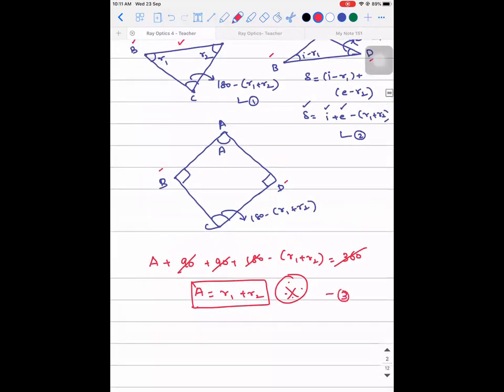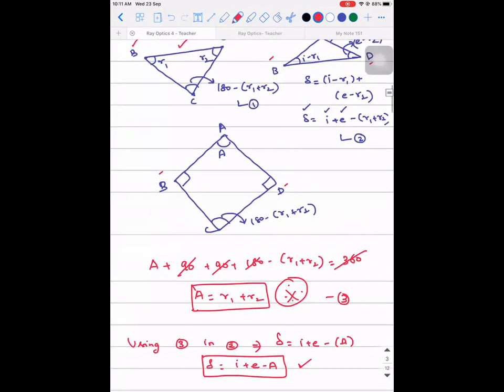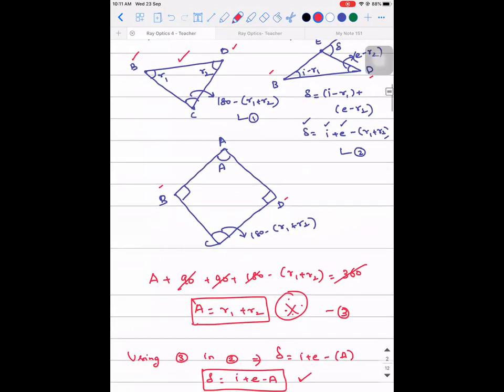So if I call this the third equation, then using it, what do we get? Delta is equal to I plus E minus of, what is A? Sorry, R1 plus R2. It is A. So delta is equal to I plus E minus A. Is it clear? Yes or no?